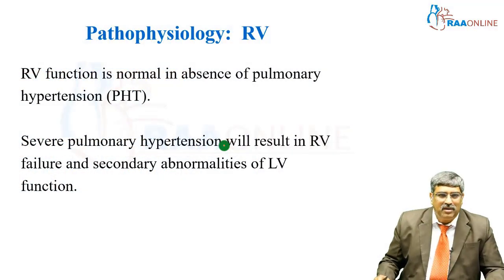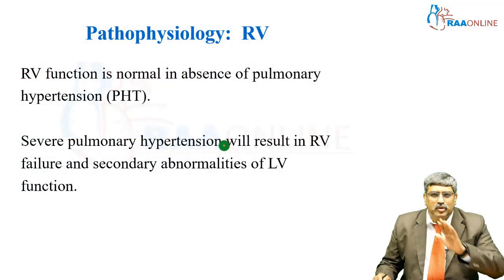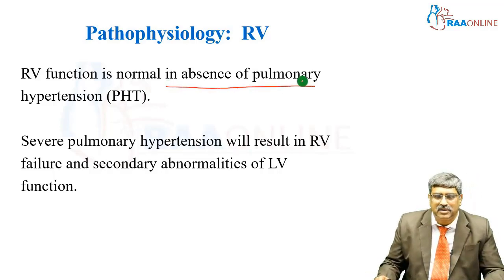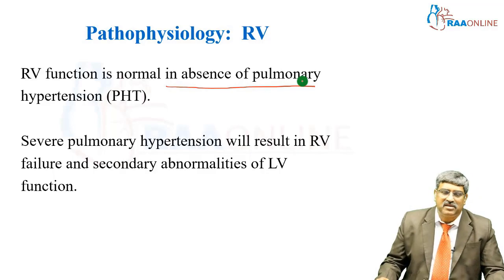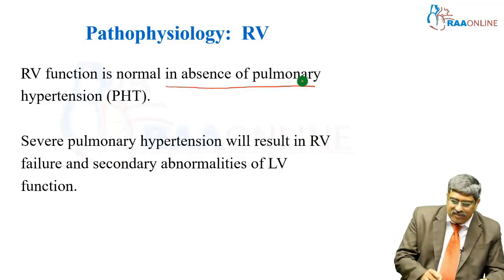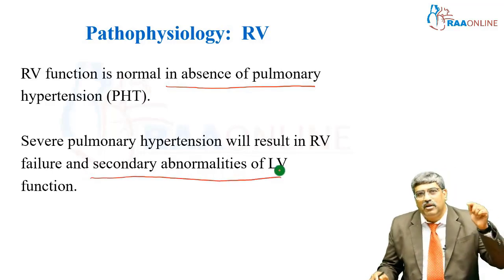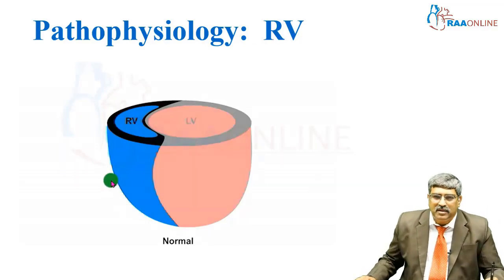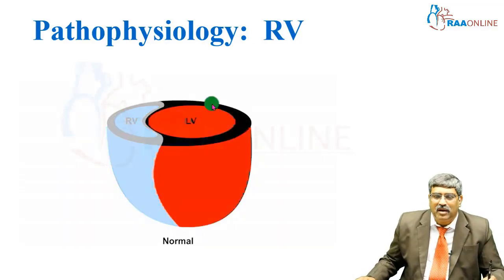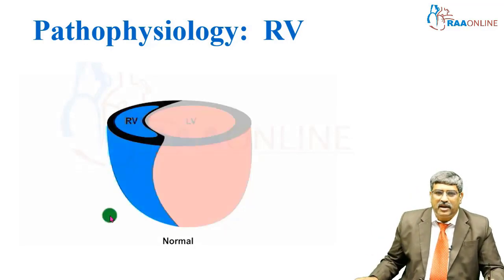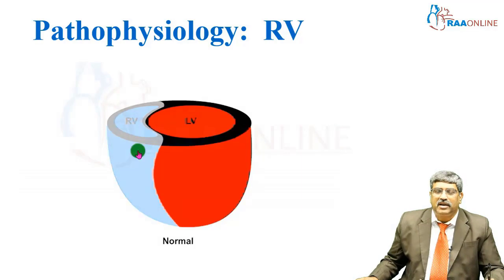Coming to right ventricle, the right ventricle is usually normal in the absence of pulmonary hypertension. But if pulmonary hypertension sets in, there is going to be oxygen supply demand imbalance as well as a secondary abnormality of left ventricle also. Here normally the right ventricle is crescentic in shape and the left ventricle is circular, and the cross-sectional area of the right ventricle is 1/3 of the left ventricle.